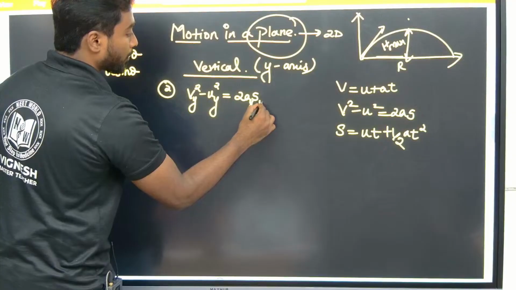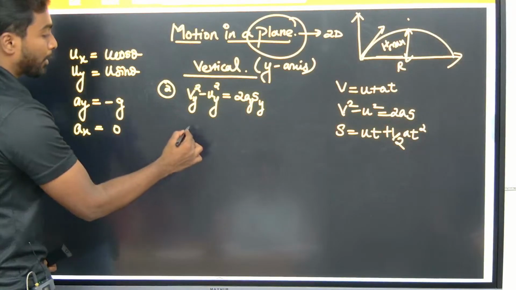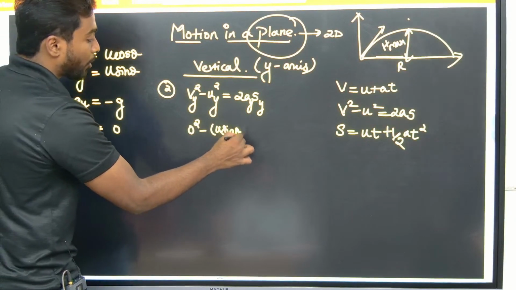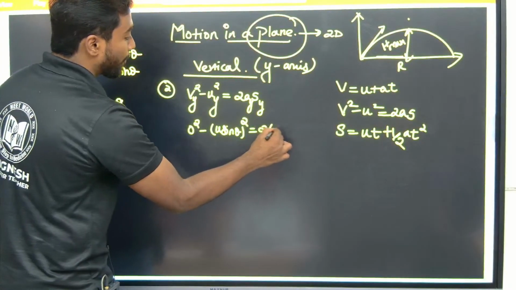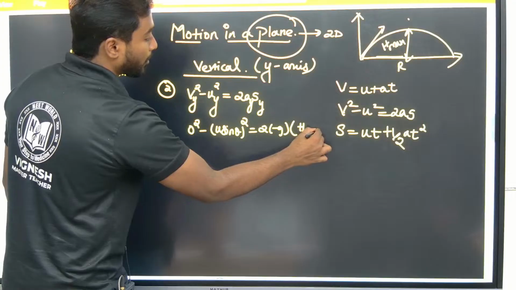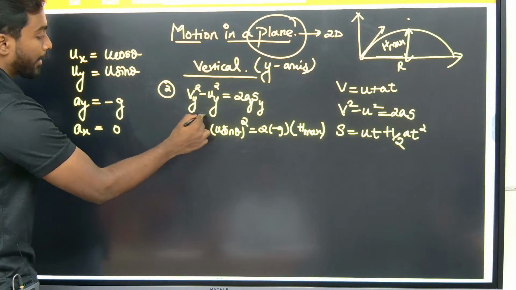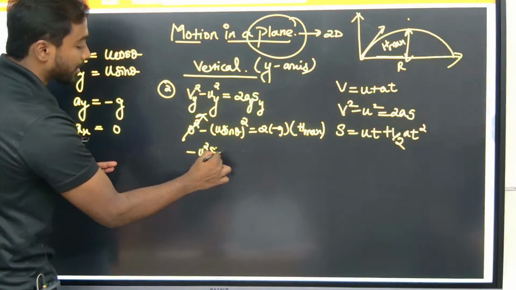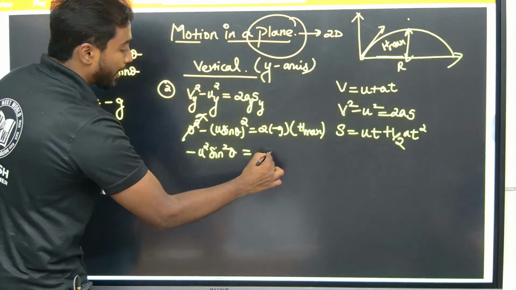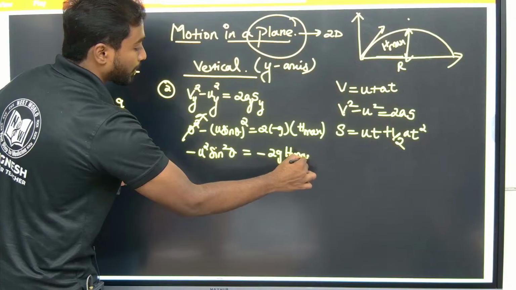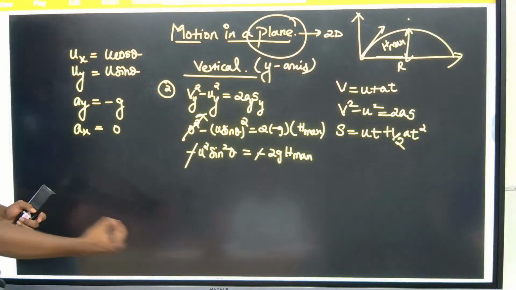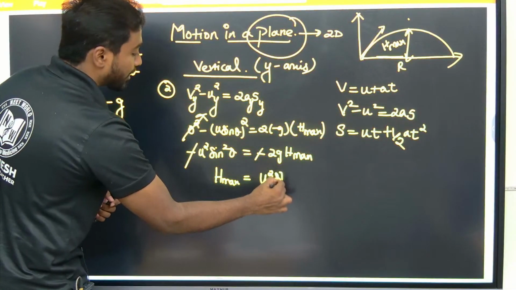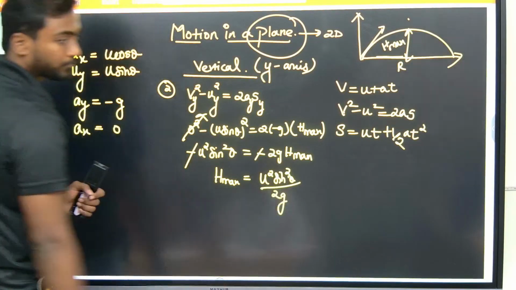Okay. Now what is vy? It's 0. Velocity in the y direction, that's the final velocity, is 0. So 0 square minus u sin theta the whole square is equal to 2 into minus g into h max. Got it? h max. Now what will happen? I can take this out. No need of 0. So minus u square sin square theta is equal to minus 2g h max, where minus and minus get cancelled out. So maximum height will be u square sin square theta by 2g. Okay.